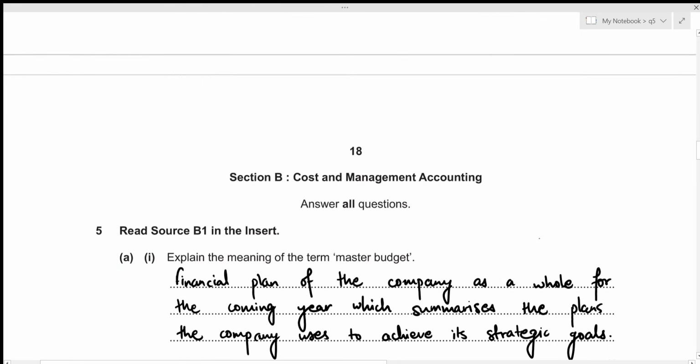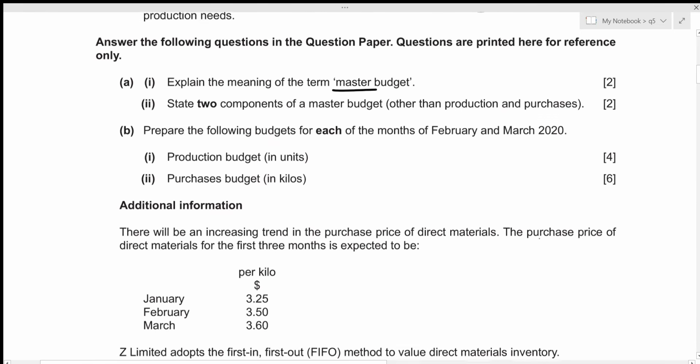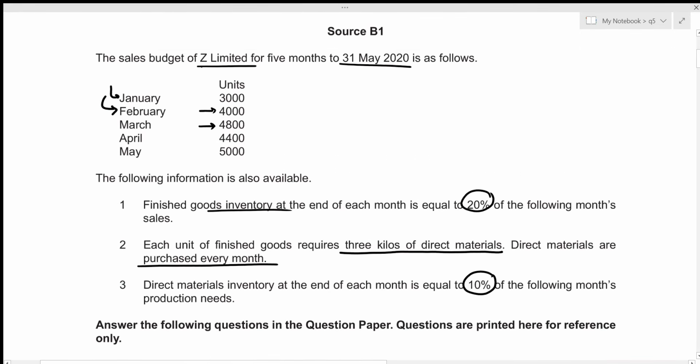And we were also given additional information regarding the closing inventories for each month. We were told that finished goods inventory at the end of each month is equal to 20% of the following month's sales. And we need to figure out the closing inventory for the month of February, which means that this is just going to be 20% of the sales units for March. So for February, the closing inventory is just going to be the sales units in March, which is 4,800, times 20%, which you can write down as 0.20. And this results in the value of 960. This is the closing inventory for the month of February.